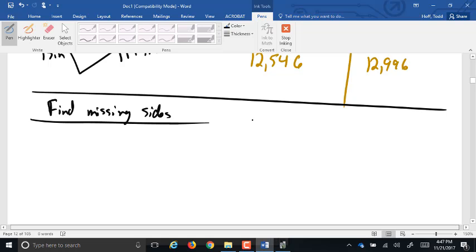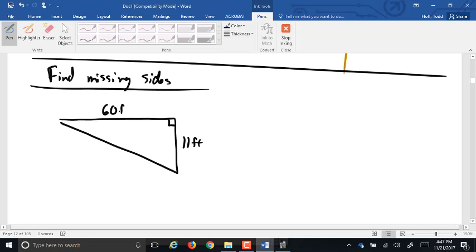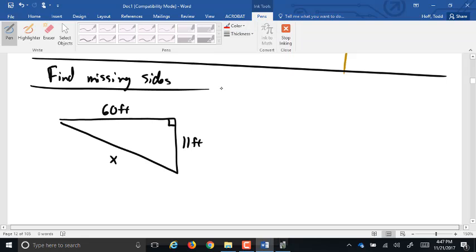So if we know that a triangle is a right triangle, we're given the right angle, we can find the missing sides. Let's say that we were told that this is 11 feet and this here is 60 feet, and I want to find side X over here. First of all, which side is side X? A leg or a hypotenuse? It's hypotenuse, so it's going to be side C.